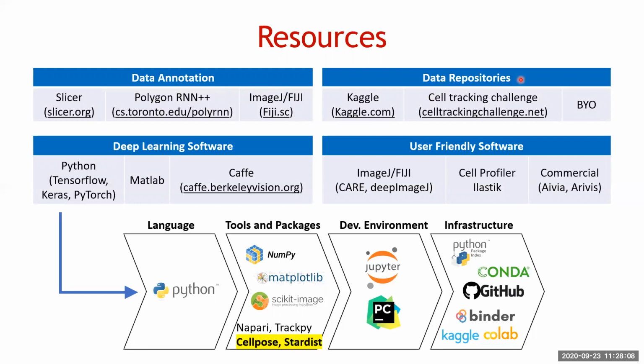You have your data repositories. If you're not sitting on a stash of data, there are repositories out there that have a lot of images that you can borrow, such as the Cell Tracking Challenge. There are a lot of people who have uploaded a bunch of data there. On Kaggle, I found just randomly a folder with 20,000 images of cats. So you can find places that have all of these repositories. Deep learning software.